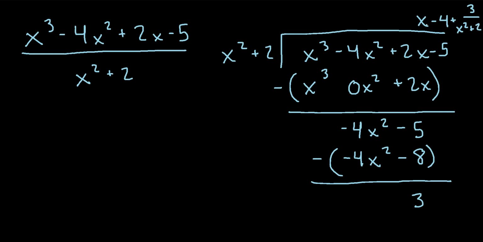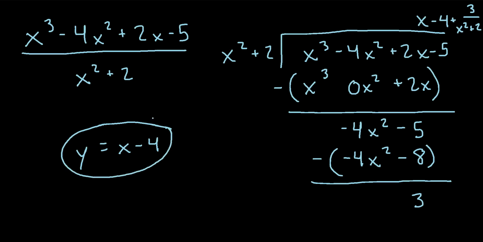So again, the slant asymptote is just going to be everything that we have up here in the quotient except the remainder. So it would just be y is equal to x minus 4. So that is our solution for this one. So you can use this same process of long division to find the slant asymptote for any rational function.